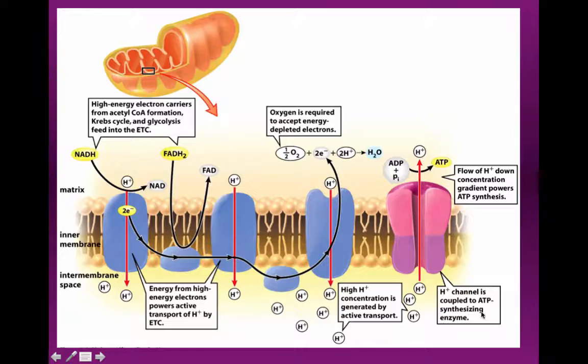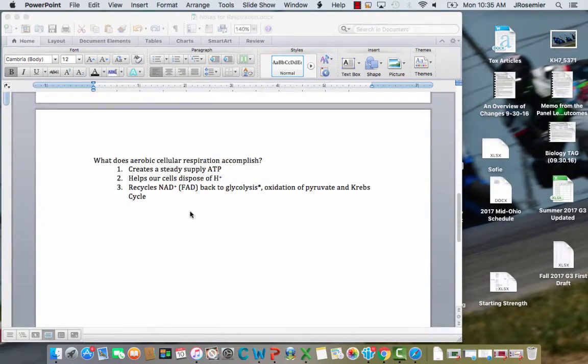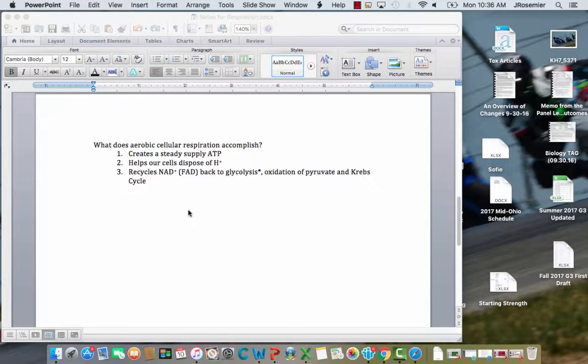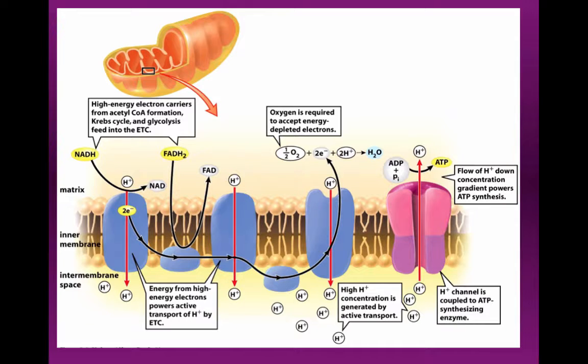And so if we go, well actually, let's go back to our notes here for a second, and I just want to show something really quickly. If we talk about what aerobic cellular respiration accomplishes, it helps us to get rid of H pluses, right? It prevents the mitochondria from becoming too acidic. By getting rid of H pluses, not only does it create ATP, not only does it recycle the NAD plus back to glycolysis, etc., but doing this process helps us get rid of extra H pluses, which otherwise would make the mitochondria very acidic, causing all kinds of things to break down.